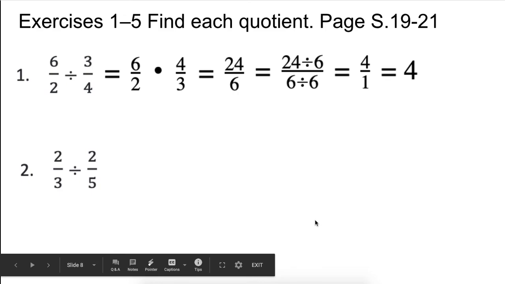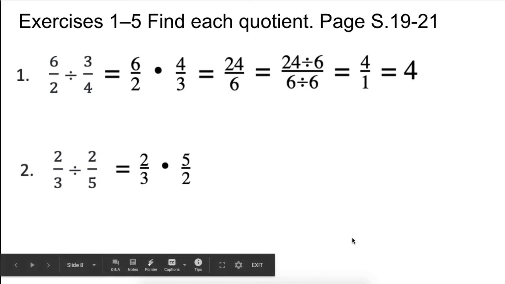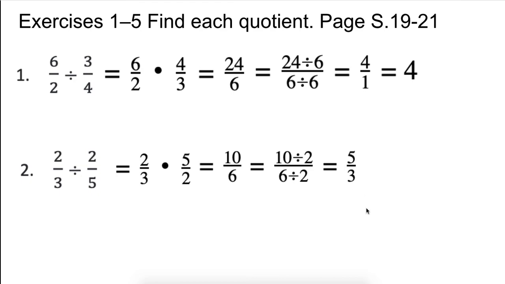Okay, the next one. So we start out with 2/3 divided by 2/5. And then that would be 2/3 times the reciprocal again, 5/2. And notice the front one doesn't change. It's just the reciprocal of the one we are dividing by, of the divisor. It's the one we are dividing by that always flips. And then we get 10/6. What will go into both those? They're both even, so we know 2 will go into both those. So we divide them both by 2 and end up with 5/3.